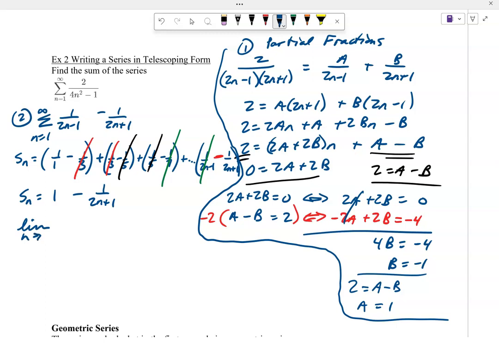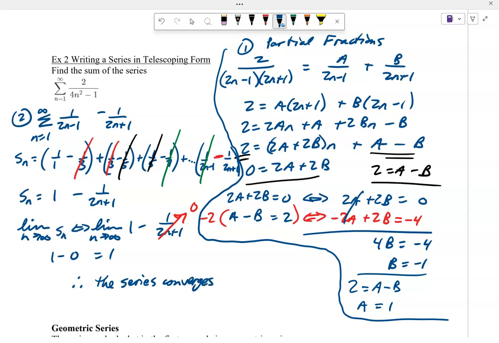So we want to run the limit as n goes to infinity of s sub n. So the limit as n goes to infinity of 1 minus 1 over 2n plus 1. This will go to 0. So we just got 1 minus 0, which is 1. Therefore, since the sequence of partial sums converges, the series converges, and its sum is 1.